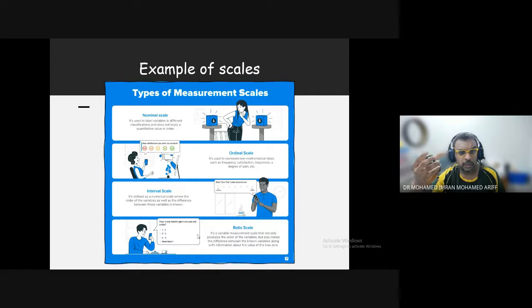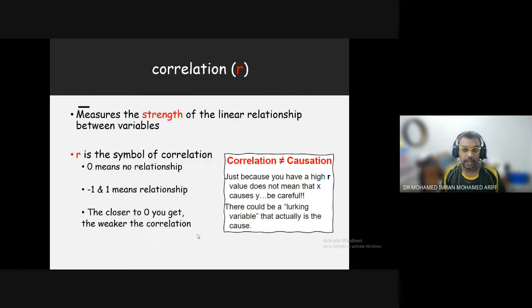Okay, so the answer the respondent gives is not a fixed answer. It could be 2, 3, 4, but it's within that. Sometimes he drinks 2 cups of coffee per day. Sometimes he goes for 4 cups. Sometimes maybe he only takes 1 cup or maybe 3 cups. So it's within a scale. So these are examples of scale measurement skills. Okay, next we go into correlation.